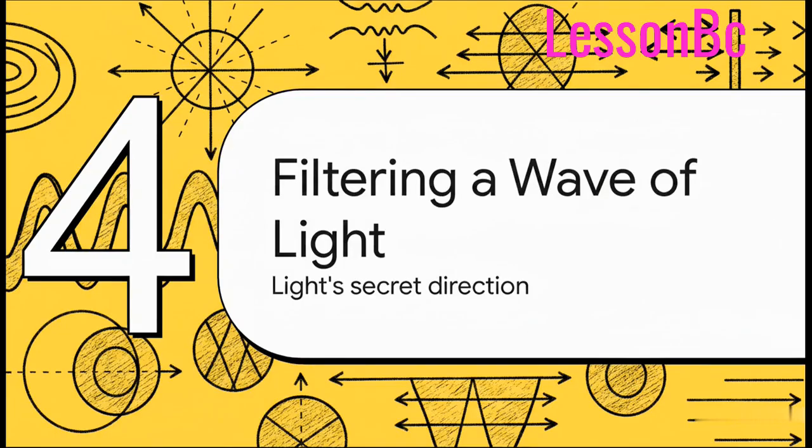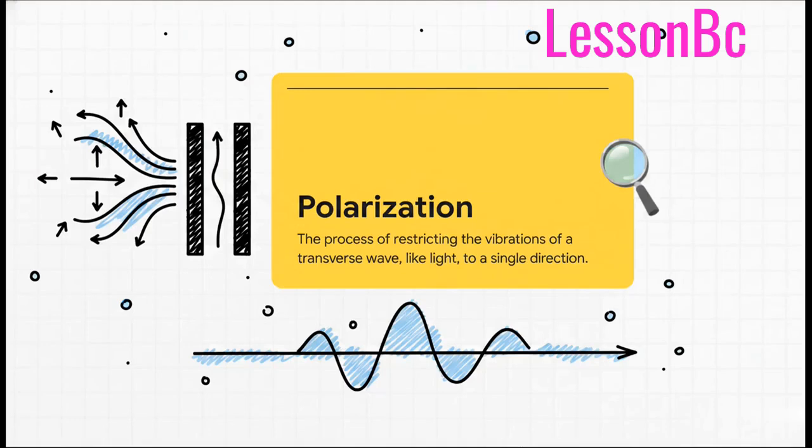Done. All right, so we've seen how light waves can interfere with each other and how they can diffract or bend. But there's one more big secret we need to uncover. And it all goes back to the direction of those little wiggles, those oscillations we talked about at the very beginning. And that secret is polarization.